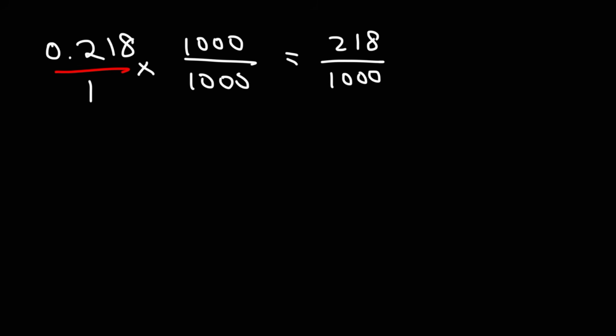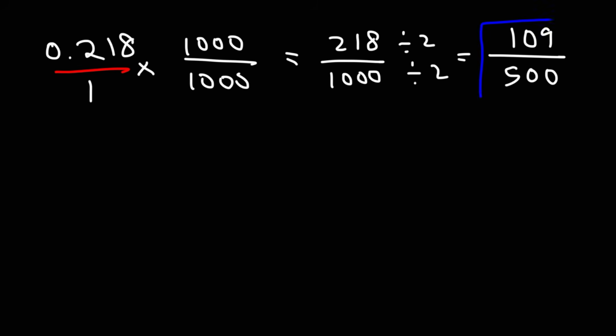Now, if you're not sure how to break up the numbers, if they're both even, you could simply divide by 2. What's half of 218? Half of 200 is 100. Half of 18 is 9. So that's 109. Half of 1,000 is 500. And we can't reduce it any further than this. So the answer is 109 over 500.